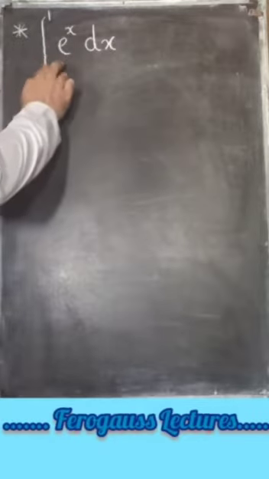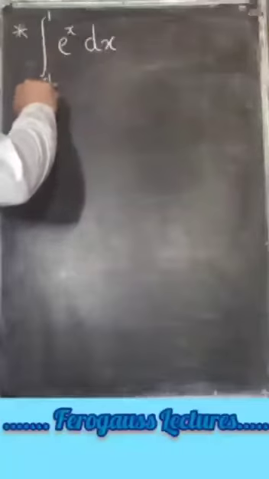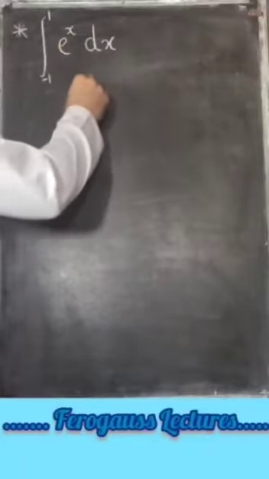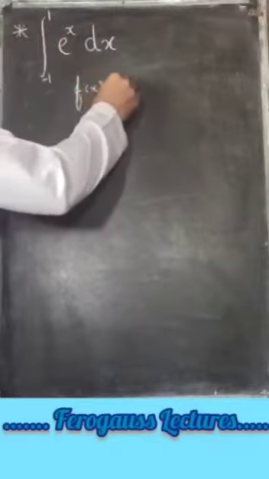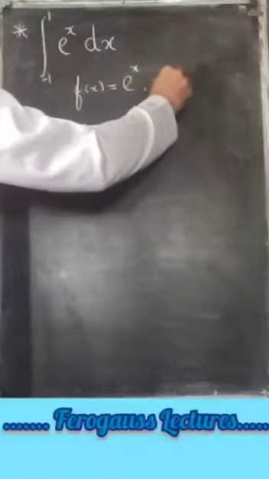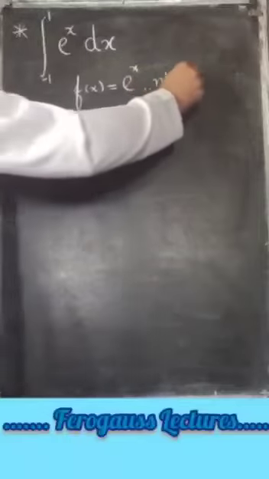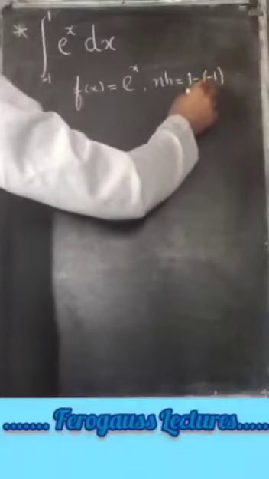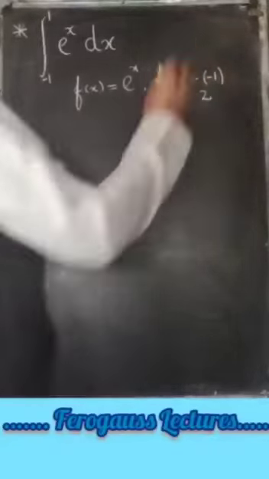Today we will do some more questions on definite integrals as the limit of a sum. Here is the first question. In this definite integral, that's integral from minus 1 to plus 1 e raised to power x dx, we have f(x) equal to e raised to power x and nh is equal to upper limit, that is 1, minus lower limit, that is minus 1, which is equal to 2.